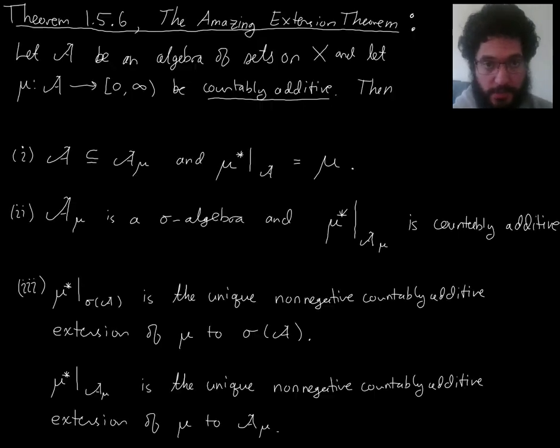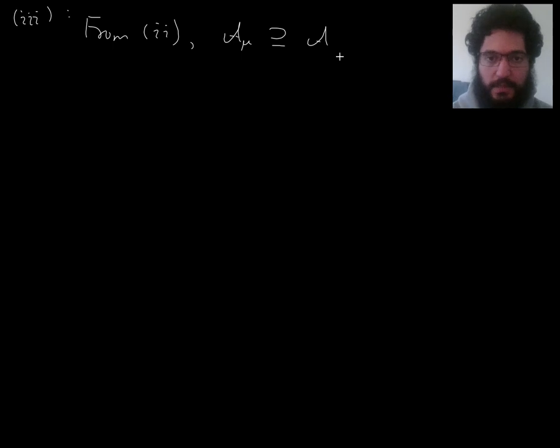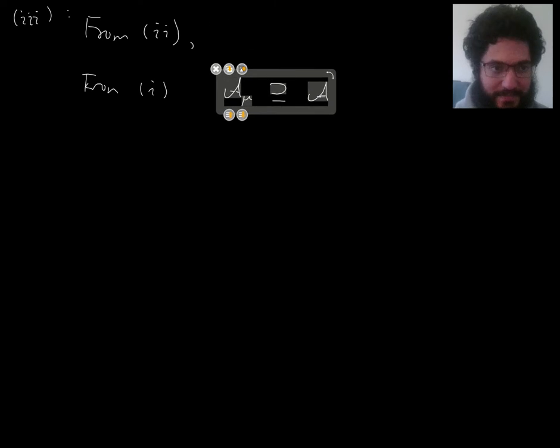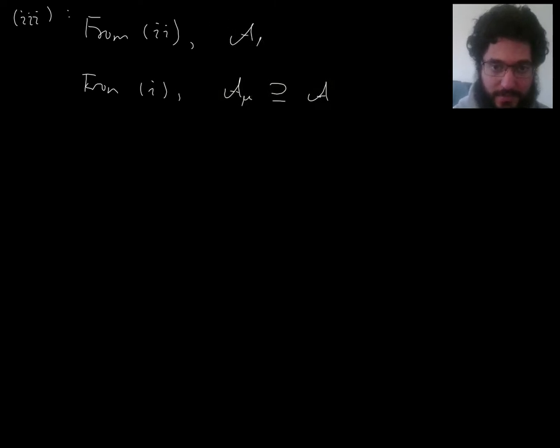So actually, before I start, I want to collect some observations from part 2, which we're assuming we already have when we're proving part 3. From 2, A_mu, the mu-measurables, contains the original algebra of sets A. And from 1, oh, no, sorry, that's from 1. From 2, this is a sigma algebra.